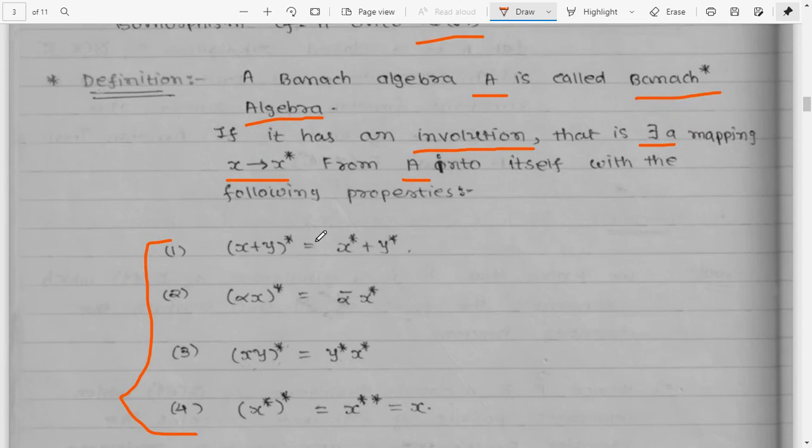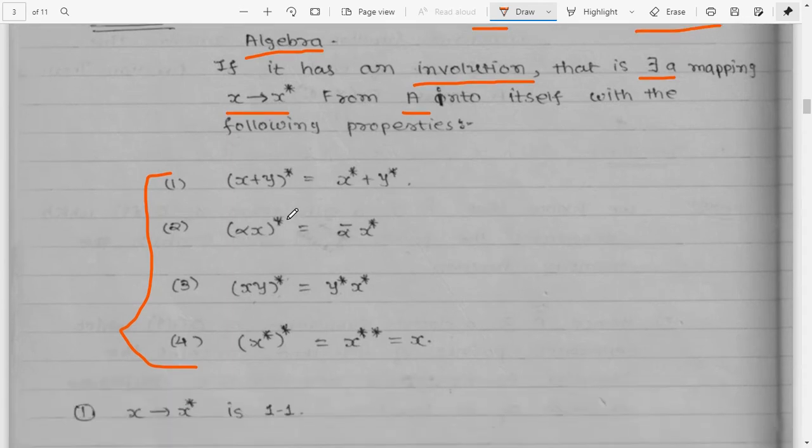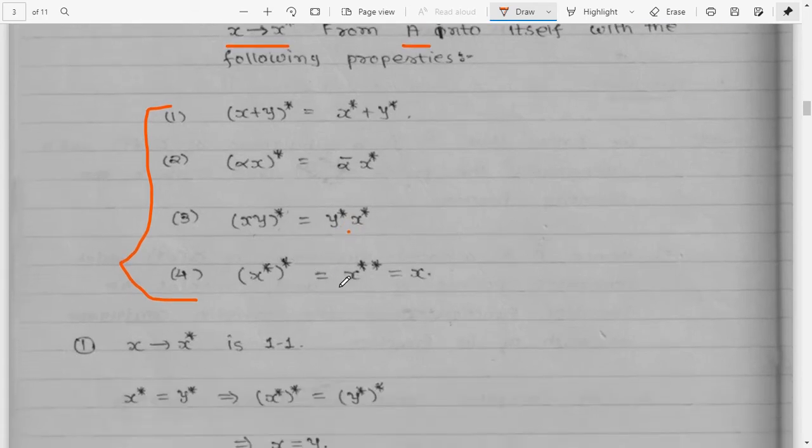(x + y)* is equal to x* + y*. (αx)* is equal to α conjugate x*. (xy)* is equal to y* x*. x** is equal to x itself. This notation is the adjoint of x.